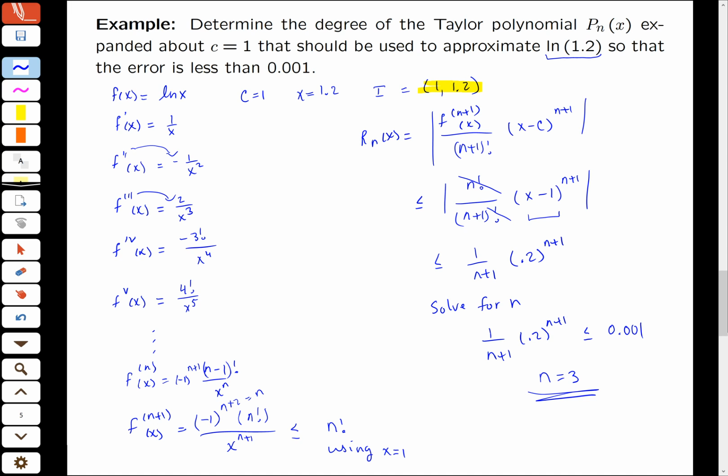So where the derivative is e to the x, your interval is 0 to 0.6. What is the maximum value of it? e to the 0.6. So you're going to plug in e to the 0.6 over n plus 1.